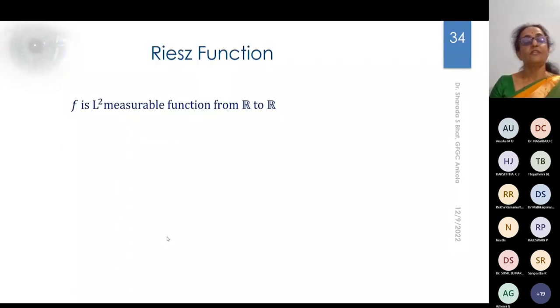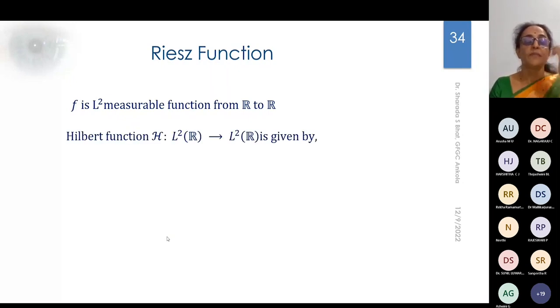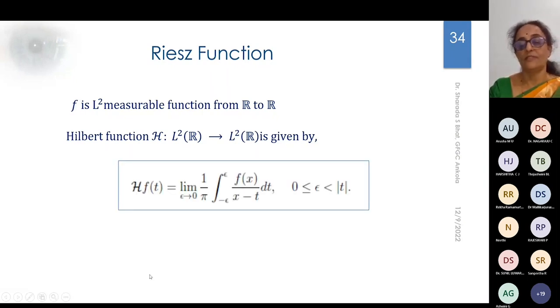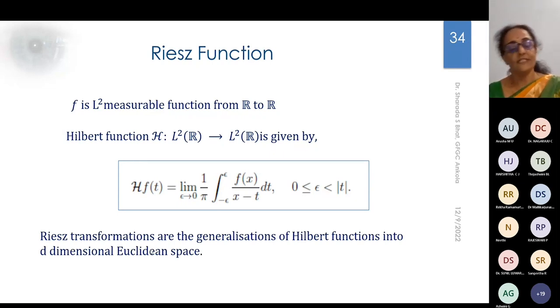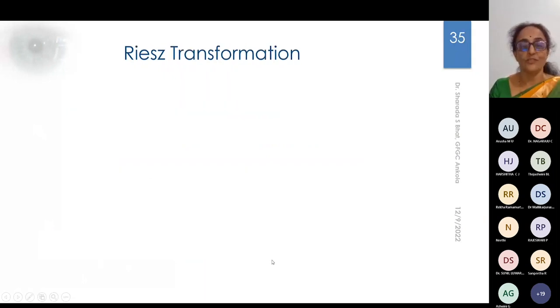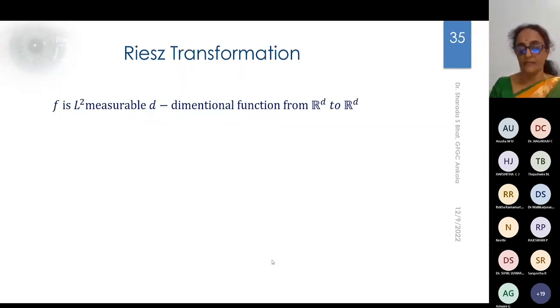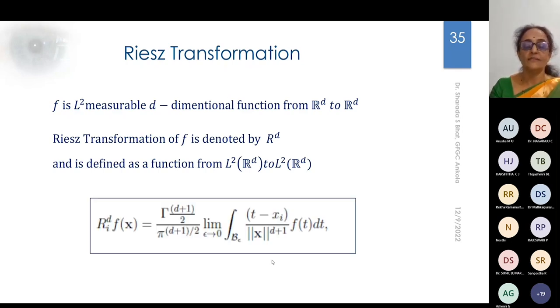So this Riesz function is an L2 measurable function from R to R, a continuously derivable function from R to R. And the Hilbert function is defined as, this is a mathematical definition of it, okay. When this is generalized into d-dimensional Euclidean space, now here it is defined on L2 R, the real space. When it is generalized to d-dimensional Euclidean space, we get the Riesz transformation, okay. So this is a function from R^d to R^d now, d-dimensional space to d-dimensional space, and it is given by this definition, okay.